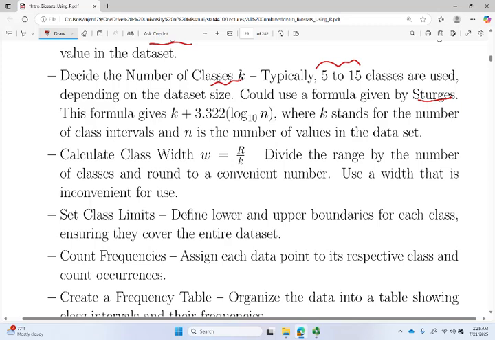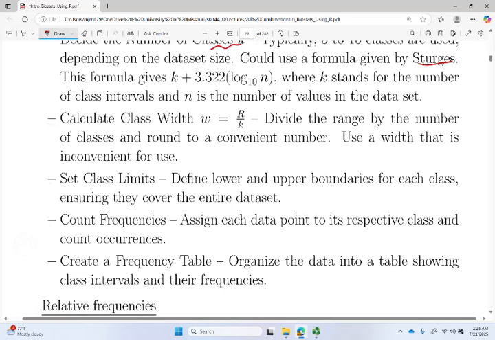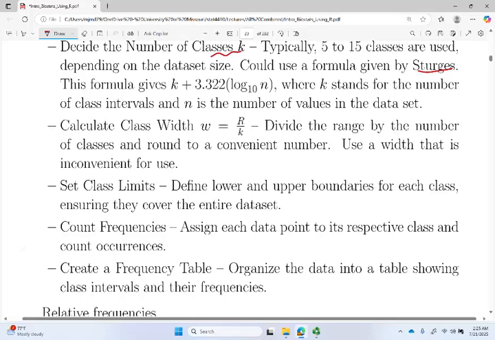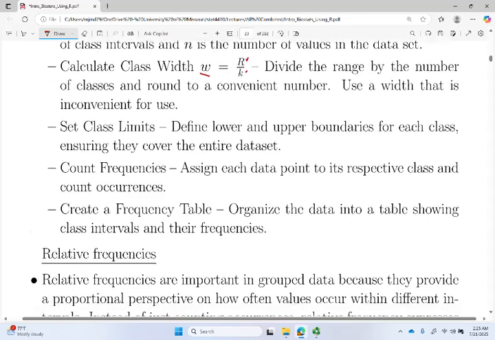There's algorithms that you can determine the number of categories, but we're not going to look at that. We're just going to let R do it. But, in this process, the width of your interval is essentially your range divided by the number of categories.